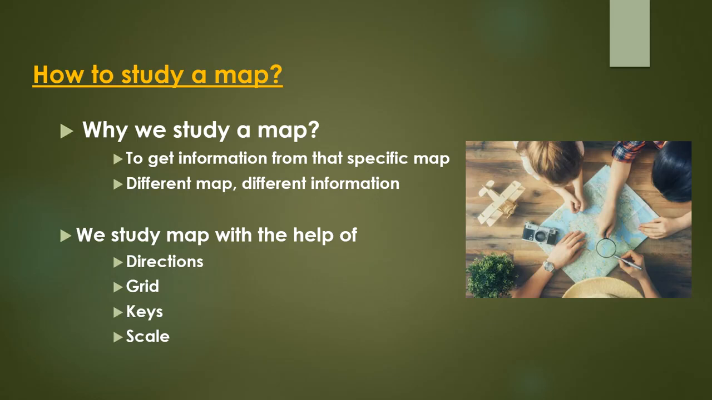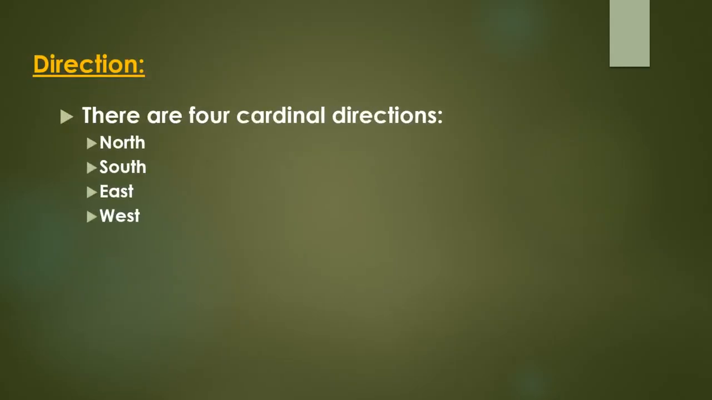As we discussed earlier, there are different kinds of maps and all are made for different purposes, highlighting specific information. All maps show directions and grid reference, and also provide keys and scale. Students, let us learn in detail. The first important thing to study a map is direction. Direction helps us to identify the exact location of places. So every map gives us some clue about the general direction of the area shown on the map.